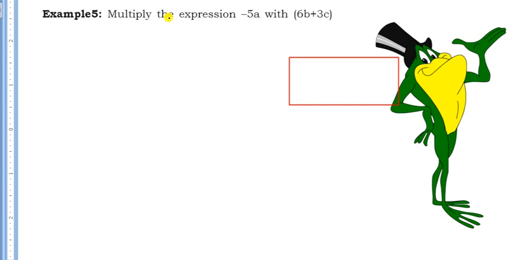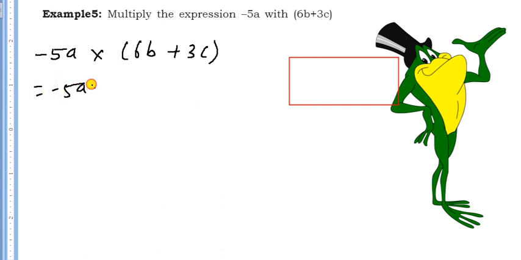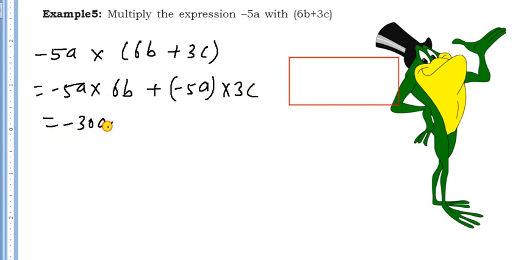Let us see example 5. Multiply the expression minus 5a with 6b plus 3c. How can we multiply this one? Let us see. It is minus 5a into 6b and plus minus 5a into 3c. So what will happen? 6 fives are 30, so minus 30ab, and minus 3 fives are 15, so minus 15ac. So that is your answer.